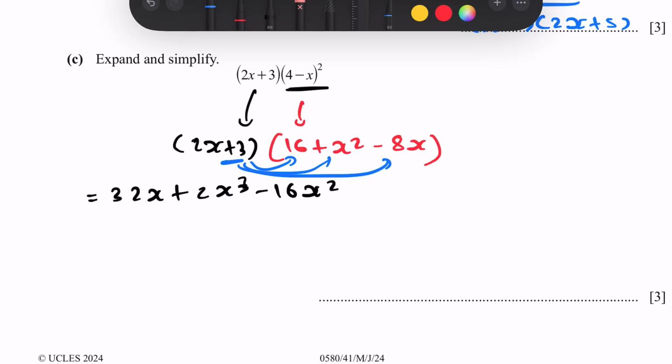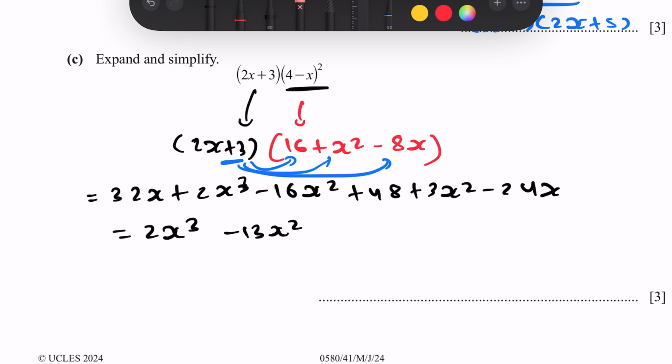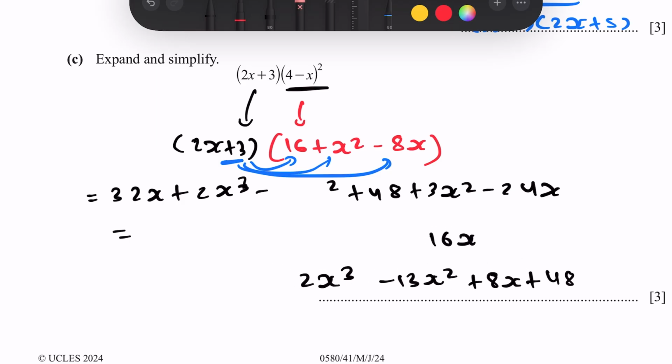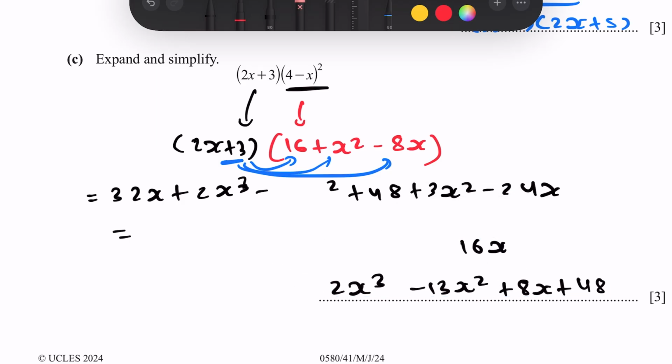So 3 times 16 is equal to 48. 3 times x square is equal to 3x square, and 3 times minus 8x is equal to negative 24x. And our final answer would be equal to 2x cube minus 13x square plus 8x plus 48. And this would represent our very final answer. Sorry, I think I brought 16x along by mistake. This remains back there.